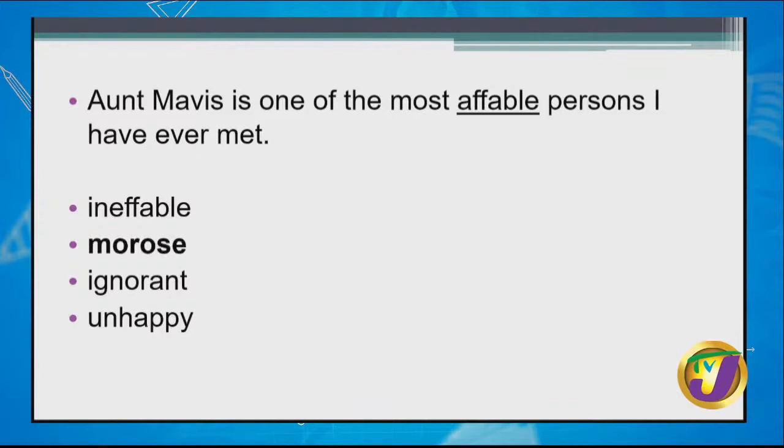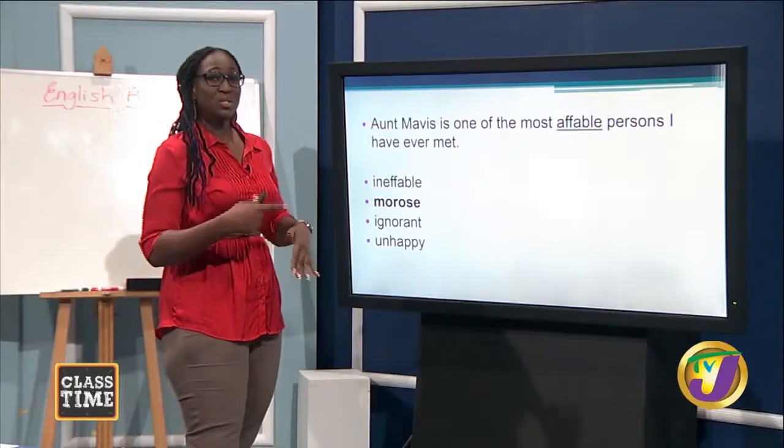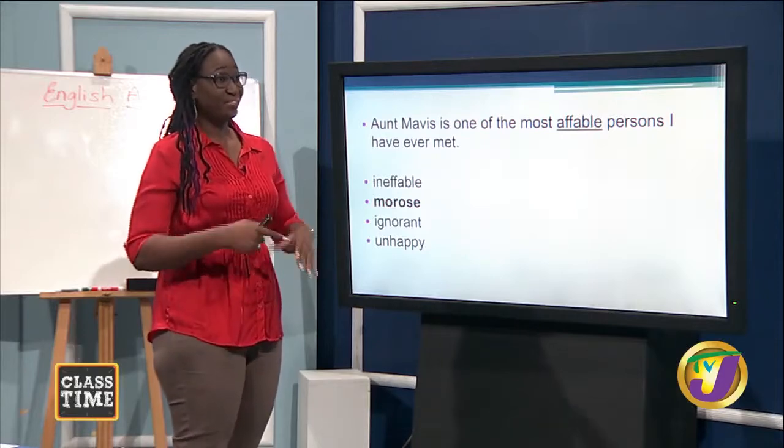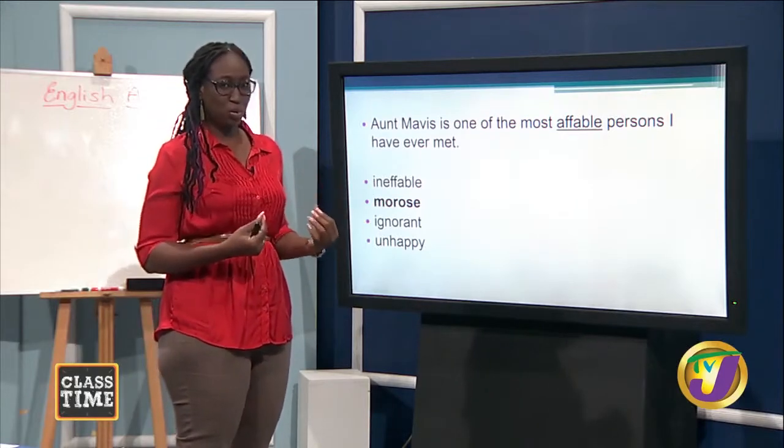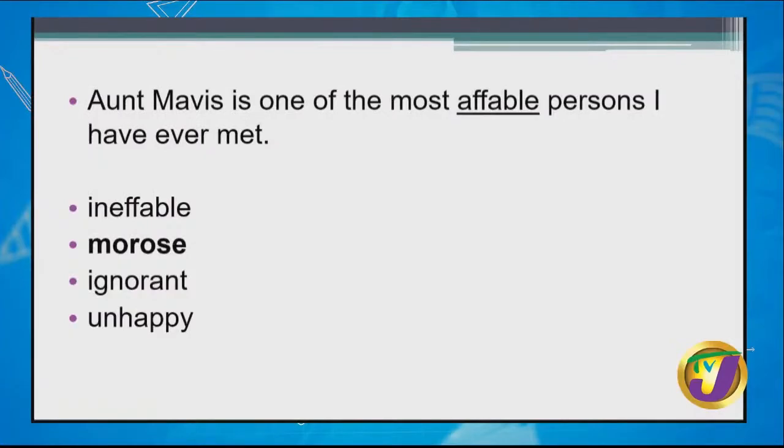Morose. Someone who is affable is someone who is friendly, someone who is approachable, someone who has a positive outlook. Someone who is morose is the total opposite of that. Unhappy is a good guess, but again, unhappy is just one layer. Unhappy just says the person is unhappy. It doesn't say that they're necessarily unpleasant or unapproachable. Someone who is morose is all these things. They have a completely negative outlook on life, whereas someone who is affable is very optimistic, very upbeat.